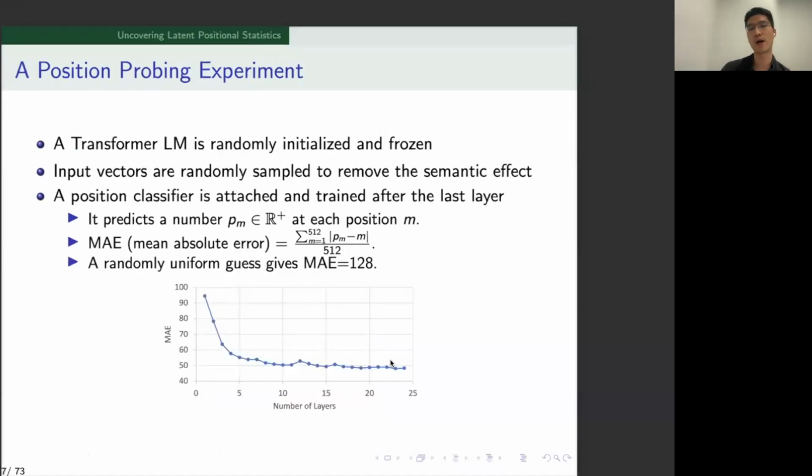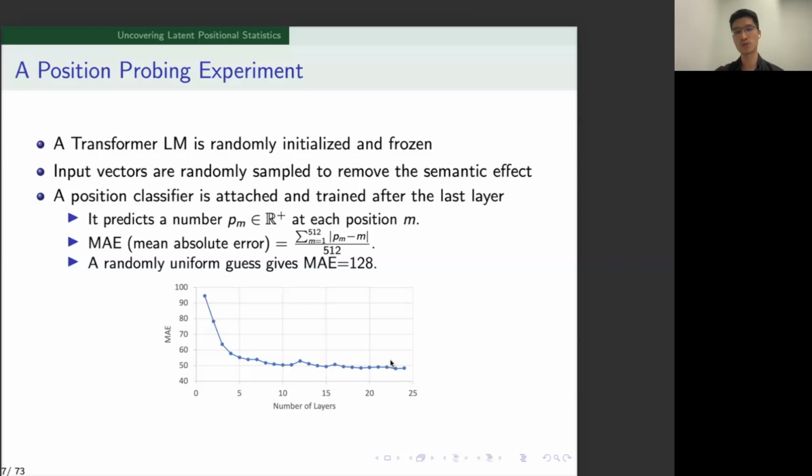Okay, so to verify that the model already captures positional information, I did a position probing experiment. I grabbed a transformer language model, which is randomly initialized and frozen. And I just attach a very tiny position classifier. It's like a 2-layer MLP after all the layers. And then I just train this position classifier to predict the position of each input embedding. And also, I use randomly initialized Gaussian vectors as the input vectors because I want to completely eliminate the semantic effect present in the input.